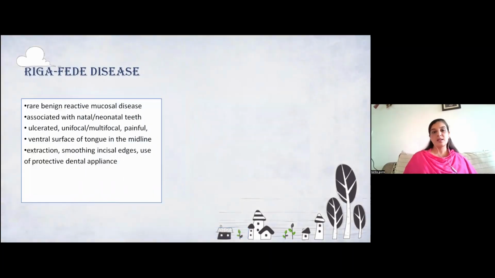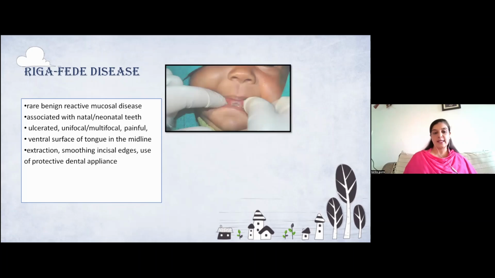Riga-Fede disease is a rare benign reactive mucosal disease that is commonly associated with natal and neonatal teeth. We commonly see an ulcer over the ventral surface of the tongue because of the irritation due to natal and neonatal teeth. The treatment involves extraction, smoothing of the incisal edges, or use of a protective dental appliance.